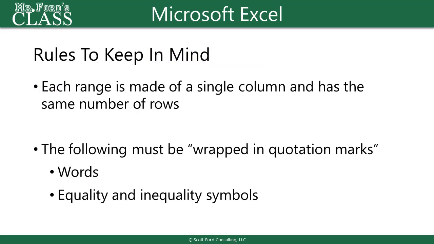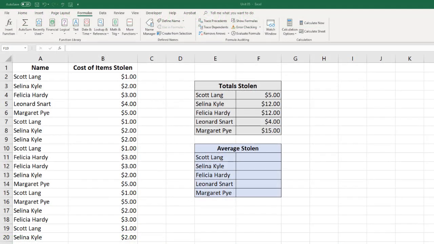Rules to keep in mind, very similar to, or exactly the same as the sum ifs, which is each range is made of a single column and has the same number of rows. And if you use words or equality or inequality symbols, you have to wrap them in quotation marks.